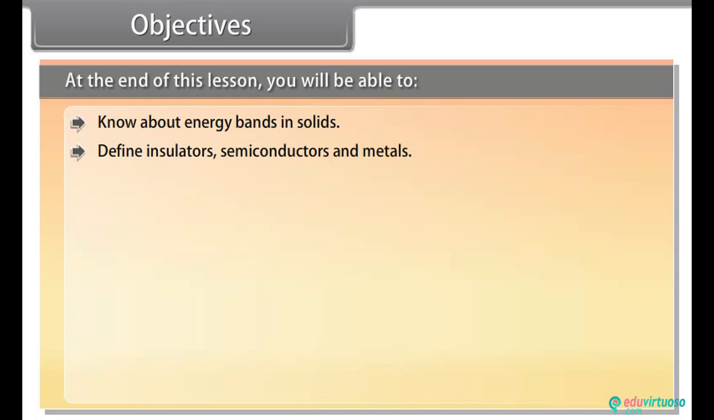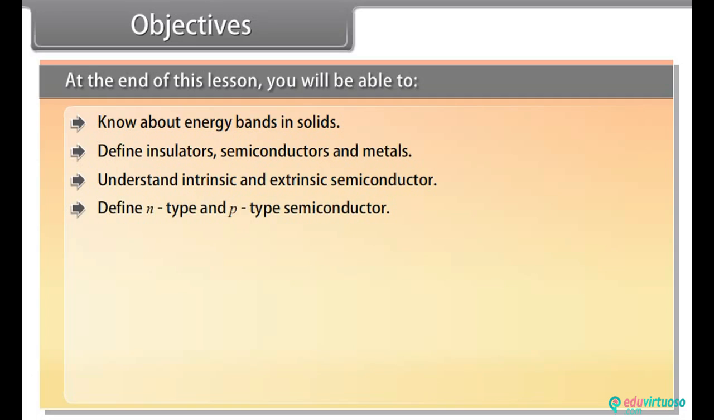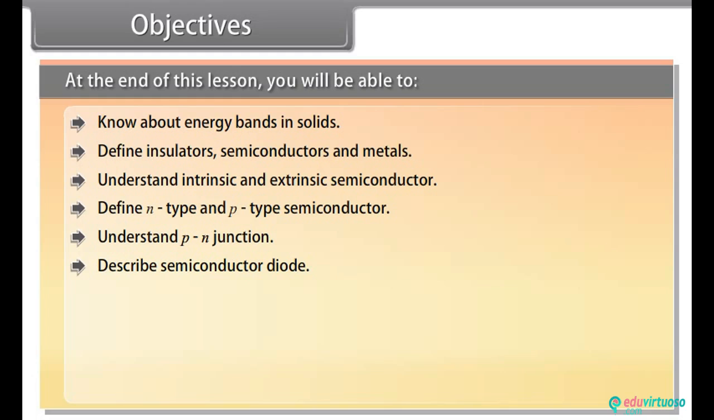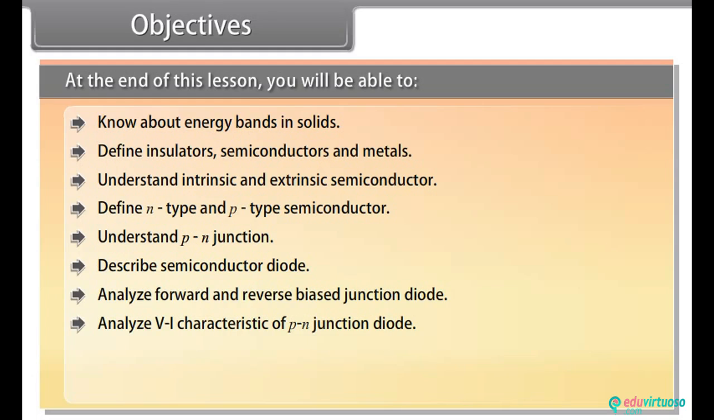At the end of this lesson, you will be able to know about energy bands in solids, define insulators, semiconductors and metals, understand intrinsic and extrinsic semiconductors, define N-type and P-type semiconductors, understand the p-n junction, describe the semiconductor diode, analyze forward and reverse biased junction diodes, analyze the VI characteristic of a p-n junction diode, define a rectifier, and explain the Zener diode.